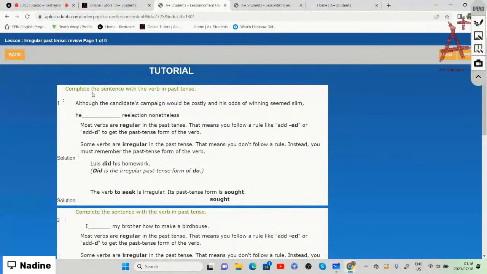Here it says complete the sentence with the verb in the past tense. Although the candidate's campaign would be costly and his odds of winning seem slim, he what re-election nonetheless, right?